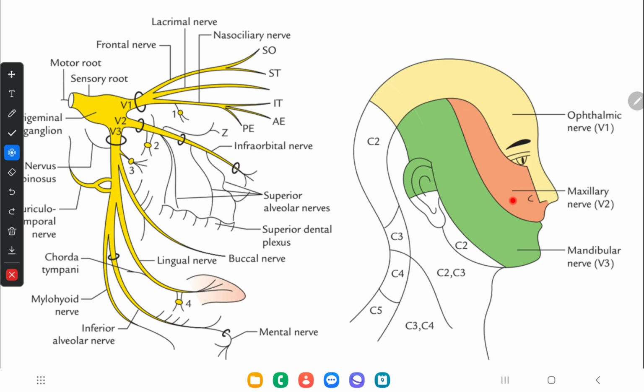The sensory supply to this area is by maxillary division, and sensory supply to this area is by mandibular division. Remember that this area, the angle of mandible, here is the angle of mandible, and lower part of the earlobe, is supplied by C2. So from this diagram, you can summarize all the branches given from each subdivision of the trigeminal nerve.